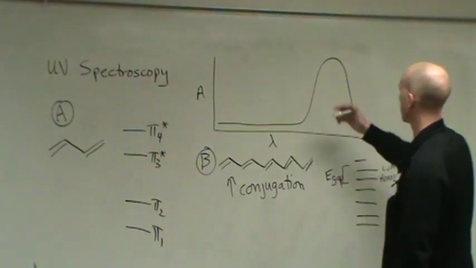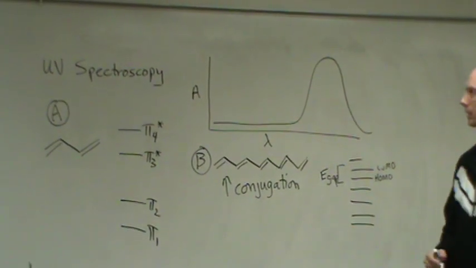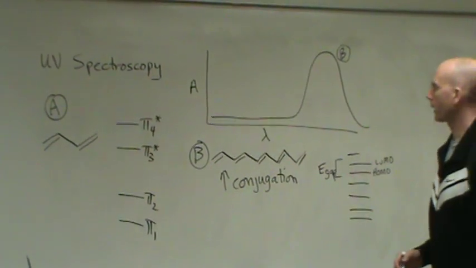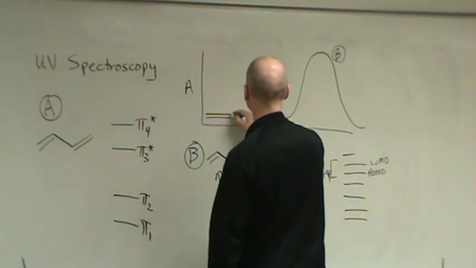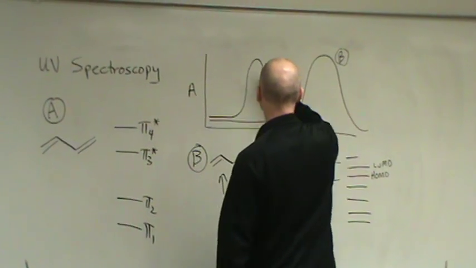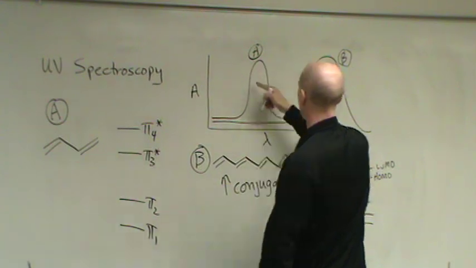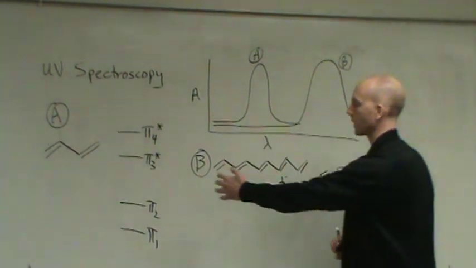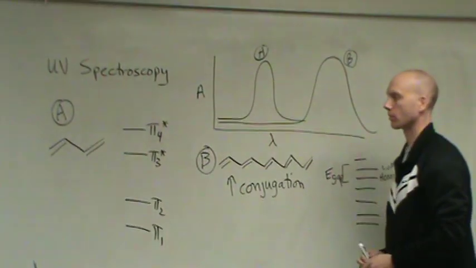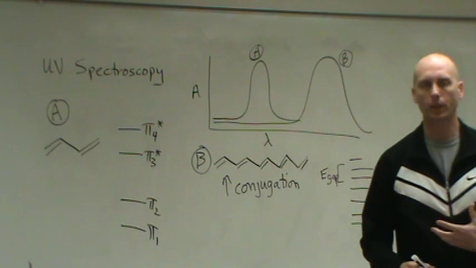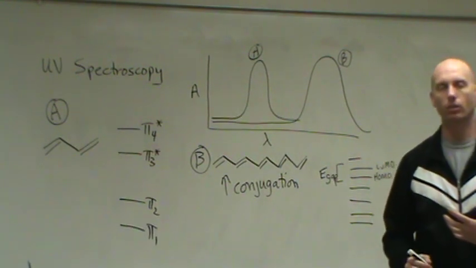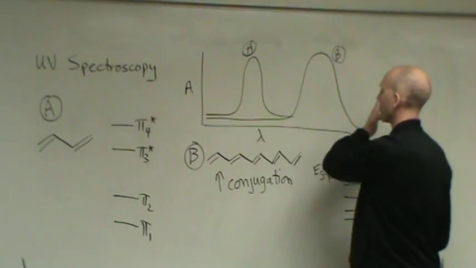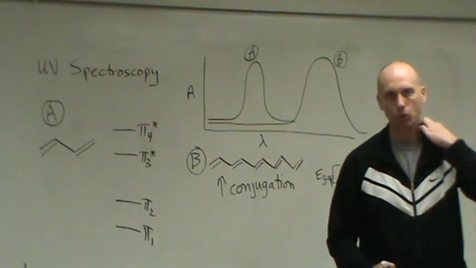would have a UV spectrum something like this. If I compared it to A, A would be at smaller wavelengths, right? Because its energy gap was bigger. Okay? So this is the first relationship that you need to understand. As I increase conjugation, my wavelength, my lambda max, goes to higher values. Okay?